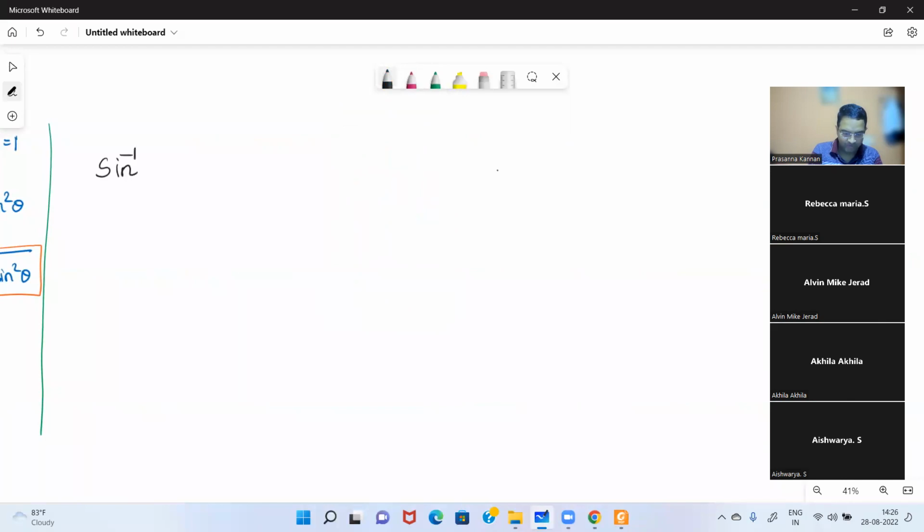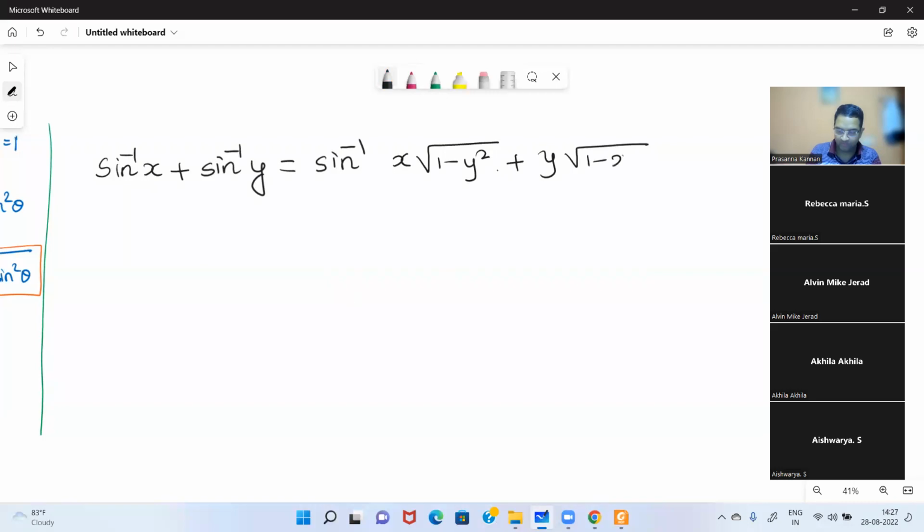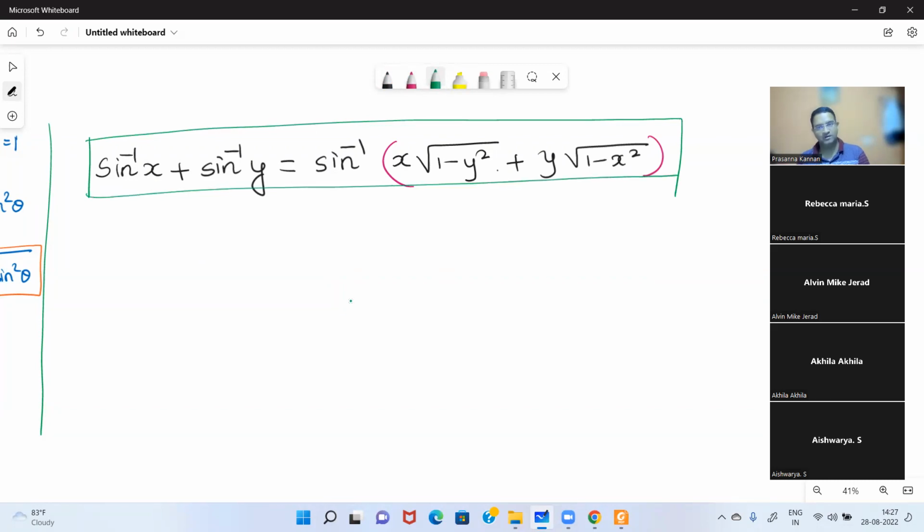So what does it say? Sine inverse of x plus sine inverse of y is equal to sine inverse of x into root of 1 minus y square plus y into root of 1 minus x square. Let's say I'm asking you to prove this. Let's see how we will start.